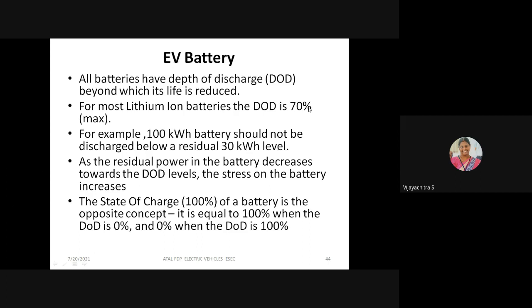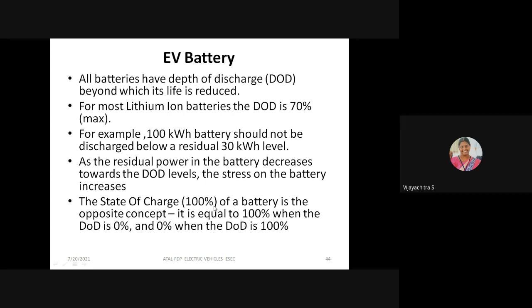If it is completely drained, there will be more difficulties, such as starting trouble. I hope many of you have experienced this with a conventional car battery. If our car does not start, we immediately check the battery, as it may be completely drained. Once it is charged and placed back in the car, we are able to start. Am I right? So we have to ensure at least the minimum power is there in order to start. That is why it is very important to mention the depth of discharge as 70%. And as the residual power in the battery decreases towards the DOD level, the stress on the battery increases.